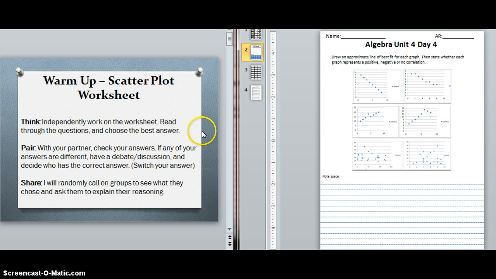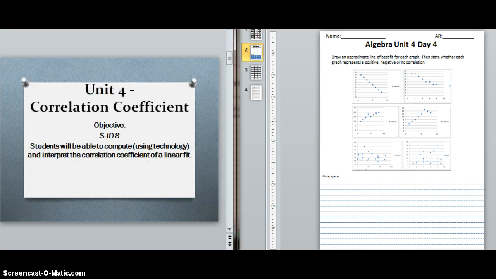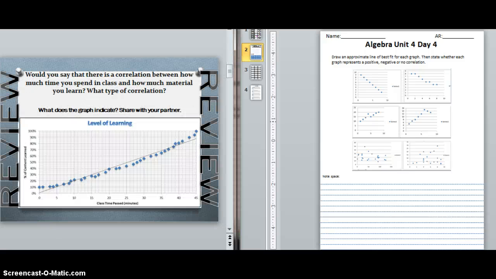And then over here on the board, they're seeing basically the same thing. It's instructions for how to complete this, how they're supposed to work on it independently, and then pair with someone to check their answers, and then that we'll be calling out answers in just a little bit and sharing. Then we introduce a standard real quick, which is to compute the correlation coefficient using technology. And we have another little quick review about how we can relate different variables.